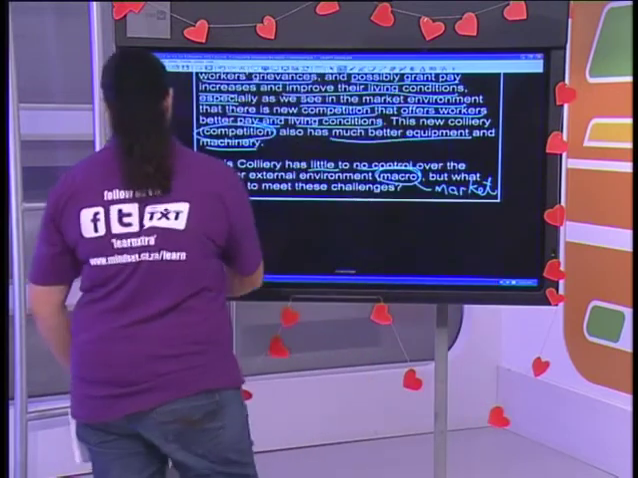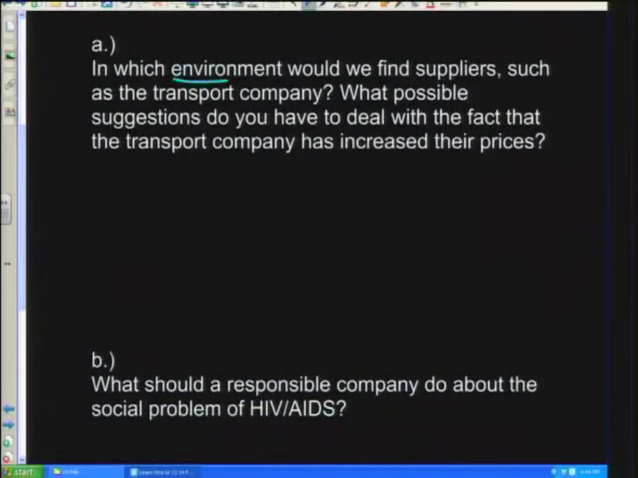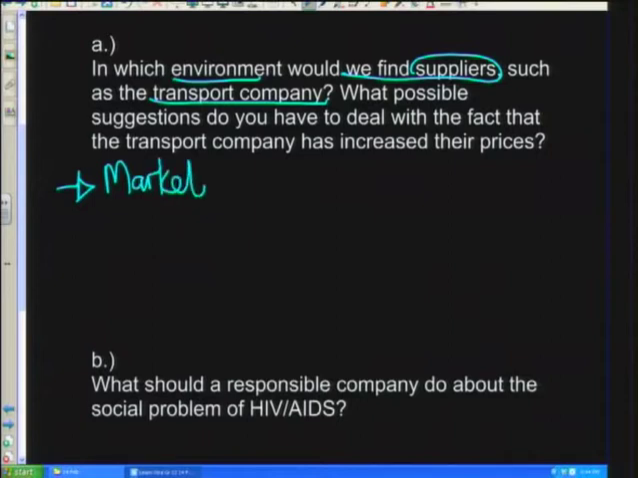So the first question is asking us, in which environment would we find suppliers such as the transport company? So where would we find suppliers? Now, this should jump straight to your mind. So where are you going to find this? You will get this in the market environment, because it's suppliers. So that's the first part of the question.